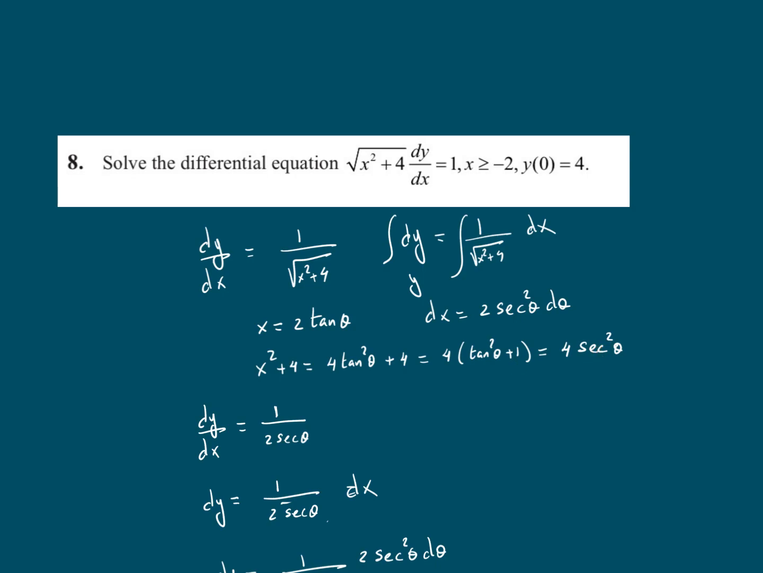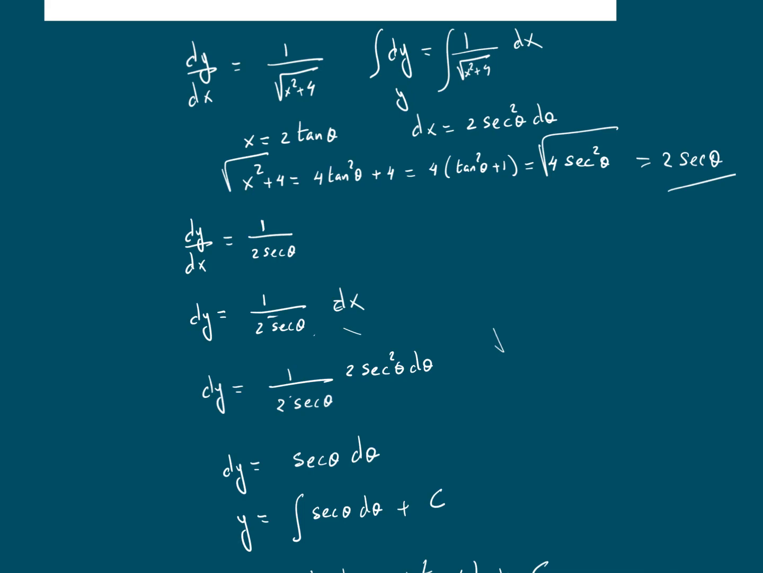So the equation that I have to solve is dy/dx equals 1 divided by the square root of x squared plus 4. But the square root of x squared plus 4 is 2 secant theta. So this is the equation that I have to solve. So dy will be 1 divided by 2 secant of theta dx. But dx is 2 secant squared of theta d theta. So one secant will cancel with the other secant, and the 2 will cancel with the 2.